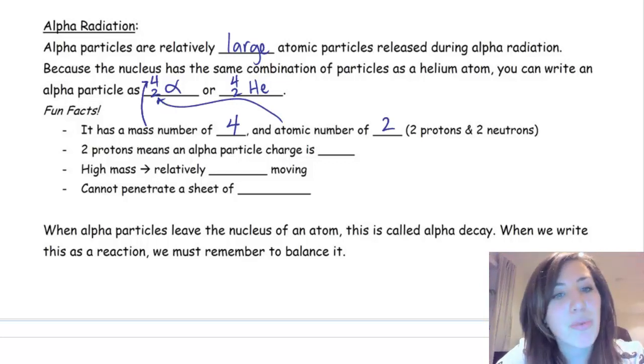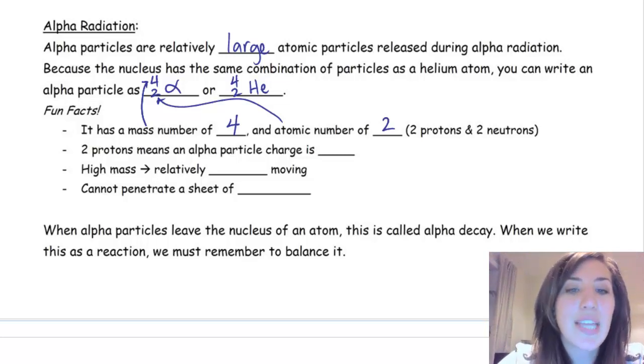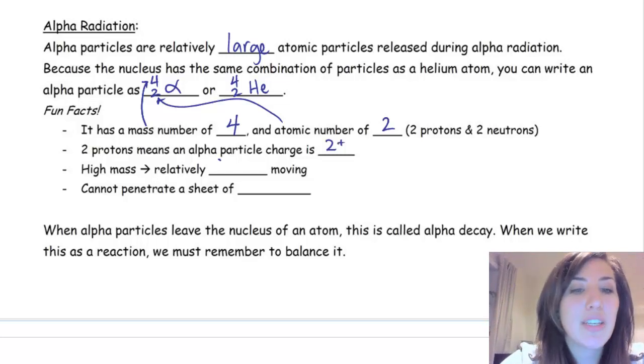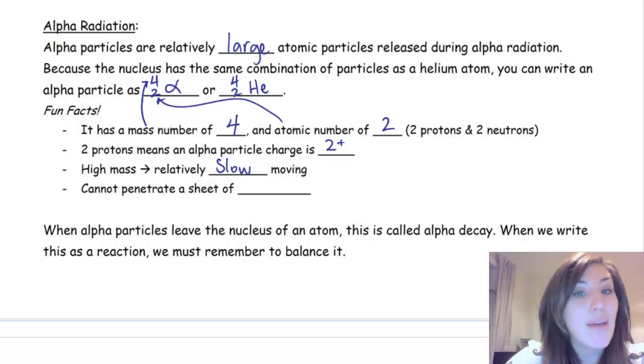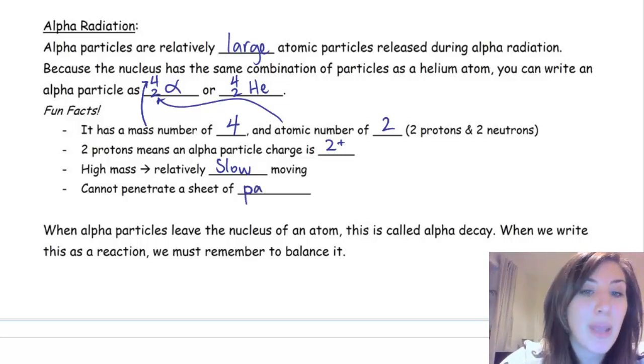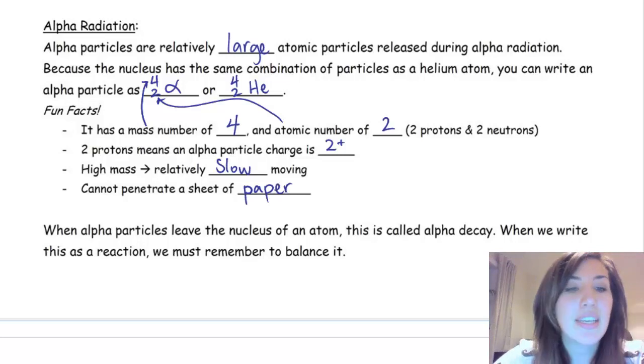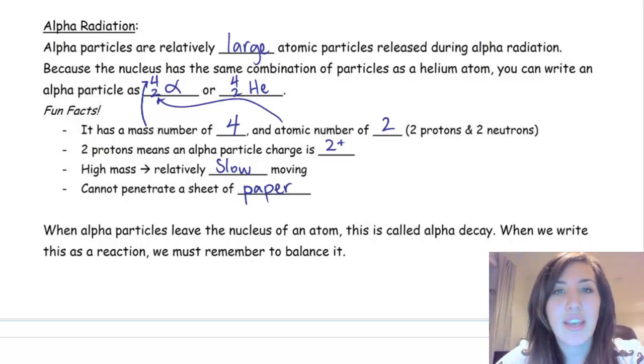That means it has 2 protons, and since the mass is 4, it must have 2 neutrons as well. 2 protons means that it has a charge of 2 plus, or plus 2, and a high mass means that it is relatively slow moving compared to the other 2. If something is heavier, it doesn't move as easily. It cannot penetrate even a sheet of paper, so it cannot penetrate very much. It will definitely get blocked by concrete, by aluminum foil, and also by paper.